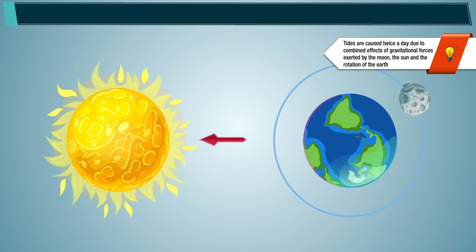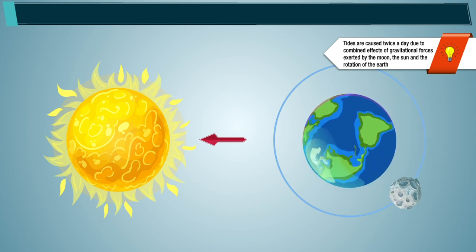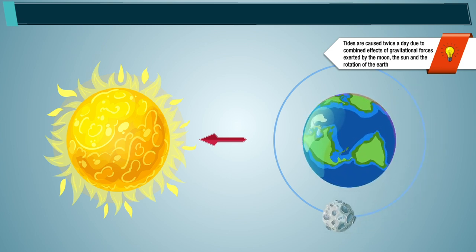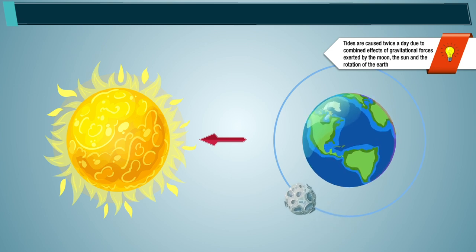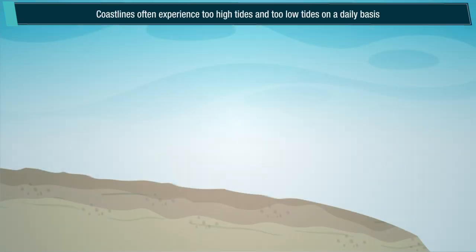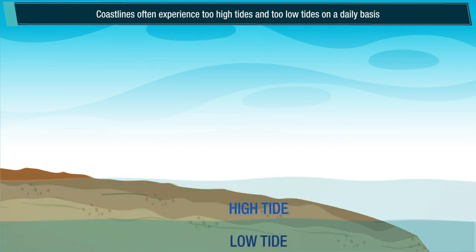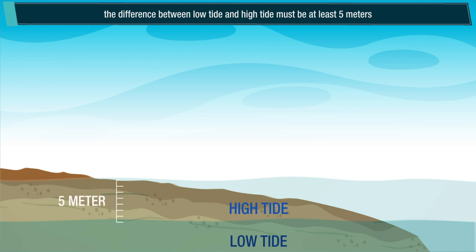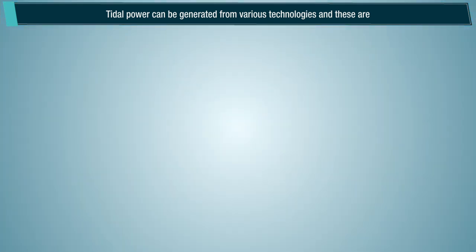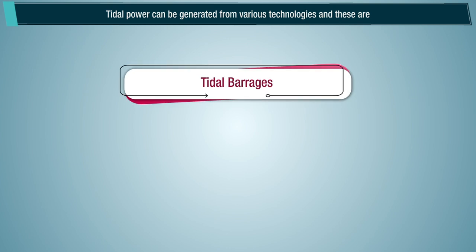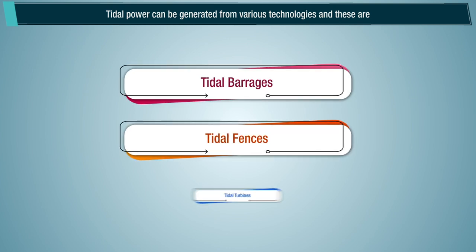Note: tides are caused twice a day due to combined effects of gravitational forces exerted by the moon, the sun, and the rotation of the earth. Coastlines often experience 2 high tides and 2 low tides on a daily basis. In order to generate meaningful power output from tidal power, the difference between low tide and high tide must be at least 5 meters. Tidal power can be generated from various technologies, and these are: tidal barrages, tidal fences, tidal turbines.